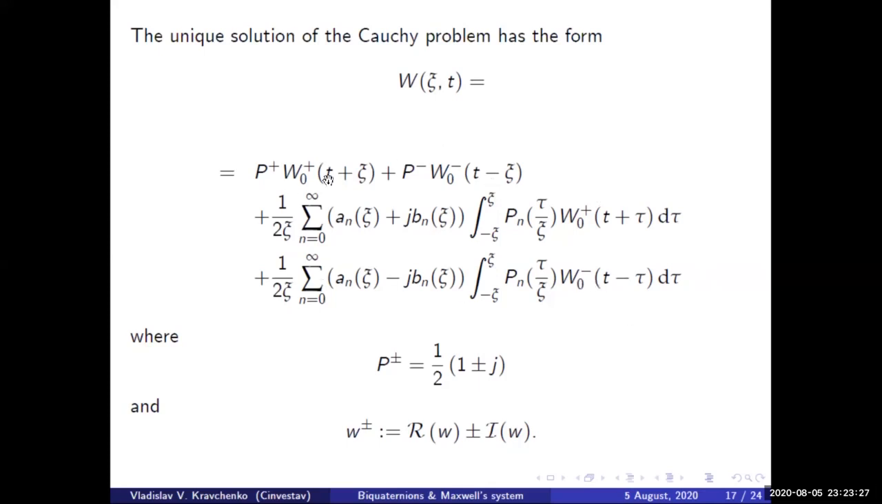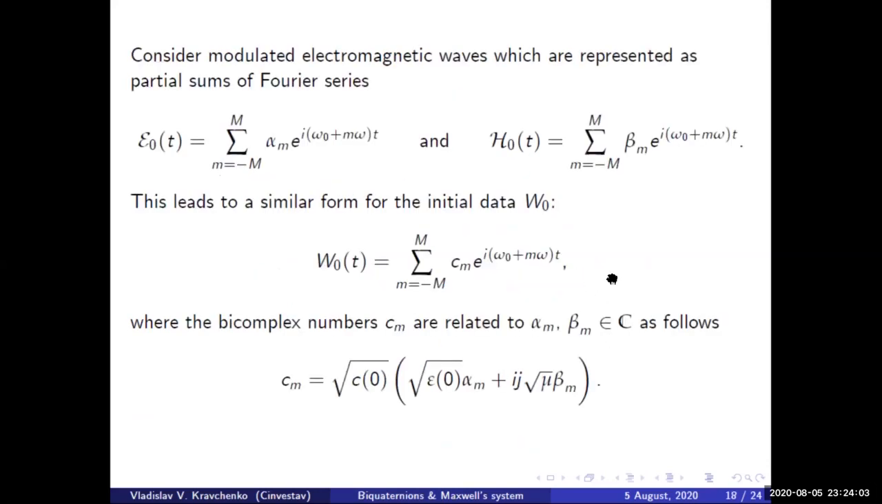It has such a form, where these P plus minus are bicomplex idempotents, which can be introduced in this way. And W plus, W minus: this notation means that you take the real part plus or minus the imaginary part of the bicomplex number W. Okay, so this is the solution of the Cauchy problem for the Biqua equation. So how does it work?